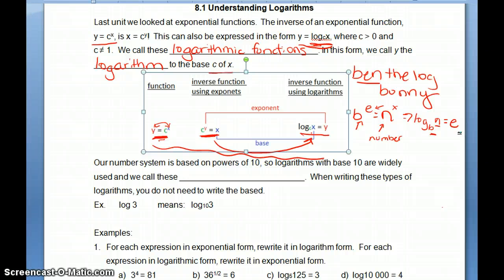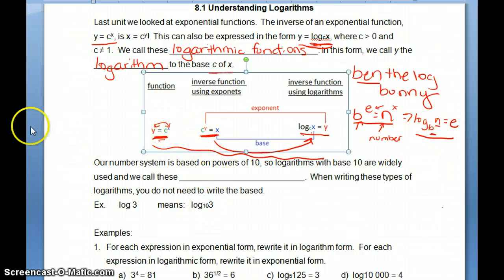So if you guys need to, I find that super helpful when writing this, so repeat it: Ben the log bunny. You have Ben, that's going to be your exponential function. Then to write it as a logarithmic function, it's log bunny, so base, number, exponent. So you can remember that order.